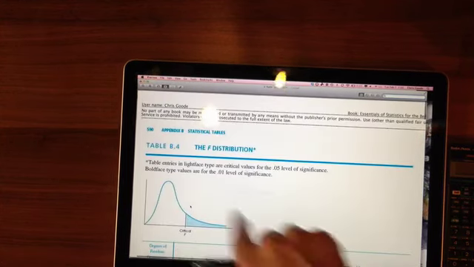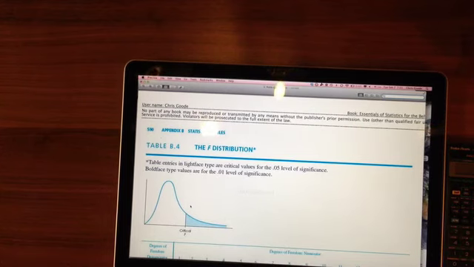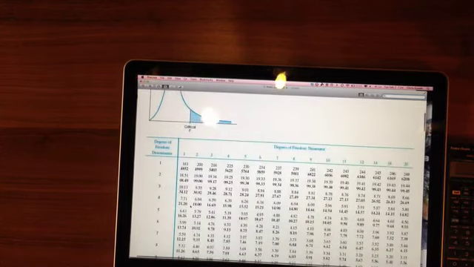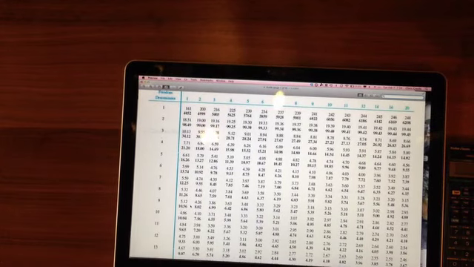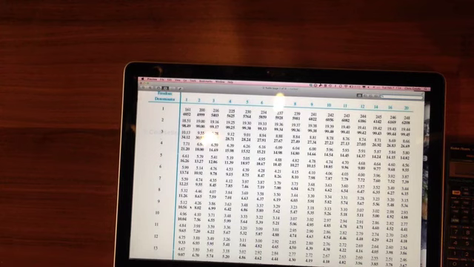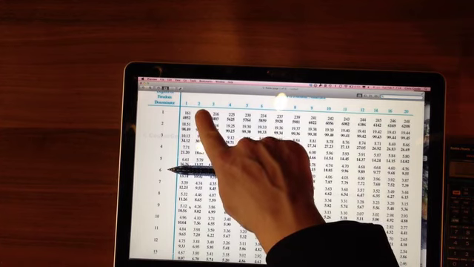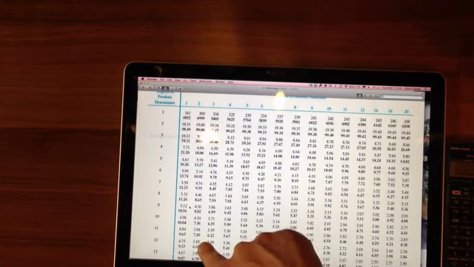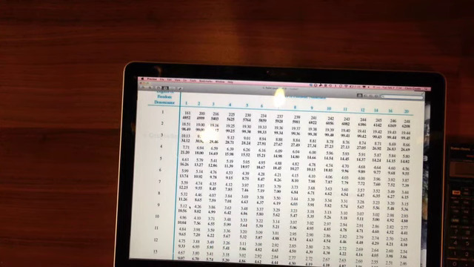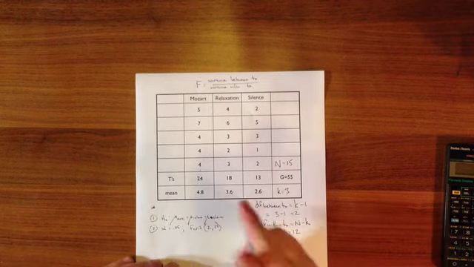And you'll notice that table entries in light face type are critical values for the 0.05 level of significance, so we need to use the light face type. In the denominator, we decided we had n, 15 total scores, minus 3 groups, k, equal to 12 degrees of freedom. So 2 degrees of freedom in the numerator, 12 degrees of freedom in the denominator. Our critical value for F is 3.88. Great.